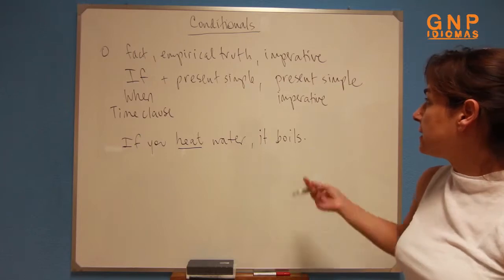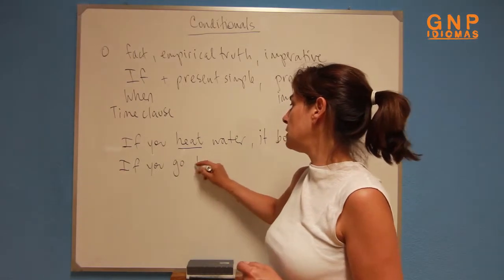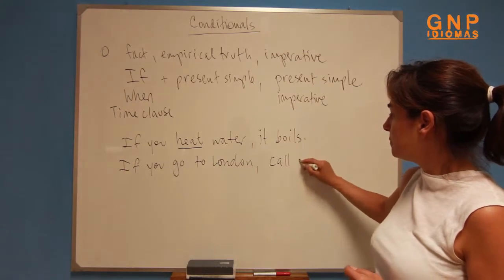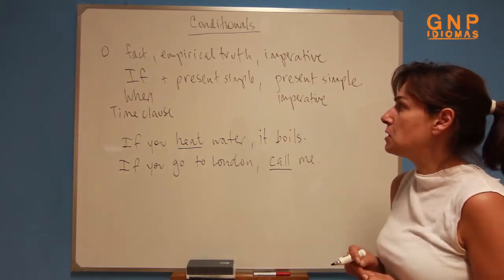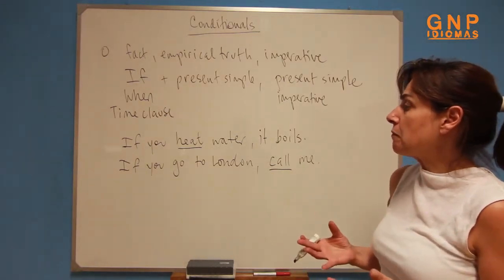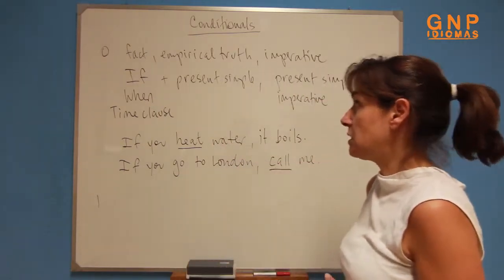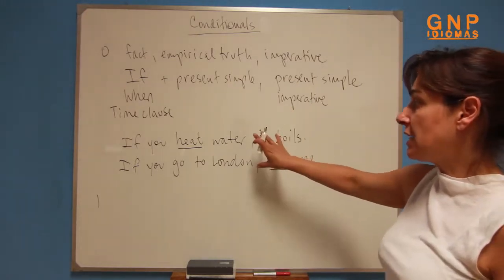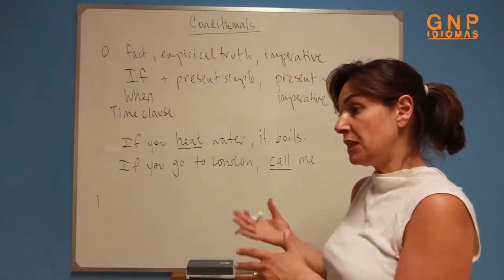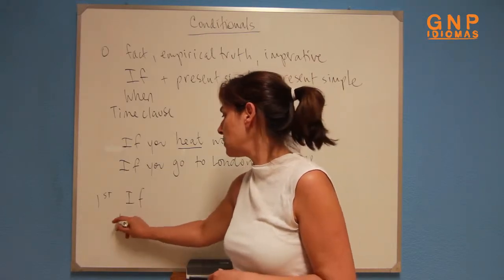An example of an imperative: if you go to London, call me, and this would be the imperative. So this is not a conditional. This is always true. The difference between the zero and the first conditional is that this one is a particular case that's true, while the zero conditional is always true, and the first is a situation where you're predicting the outcome.